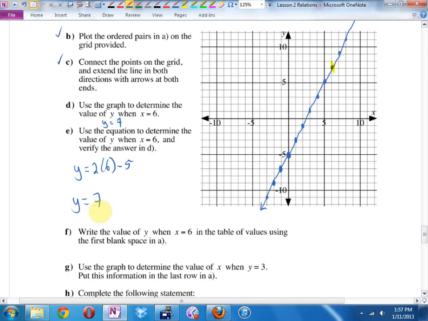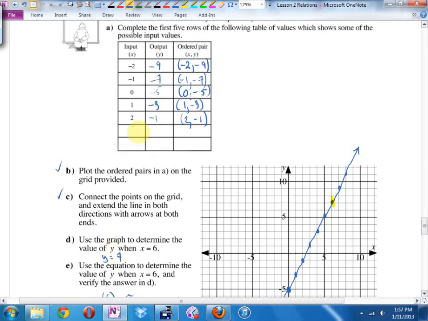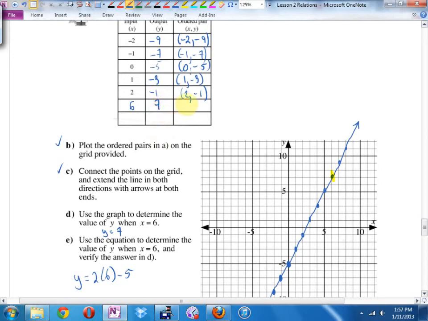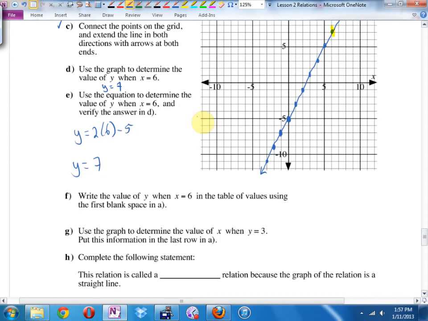Says write the value of y when x equals 6 in the first blank space. Oh, okay, so we can add a table here. 6, comma, what went with 6? What y value went with 6? G, so did that.